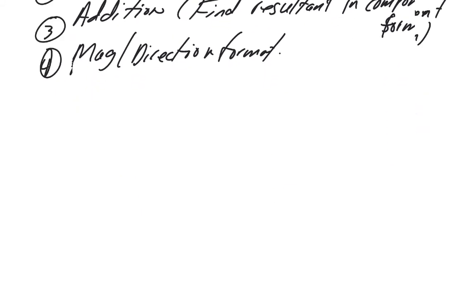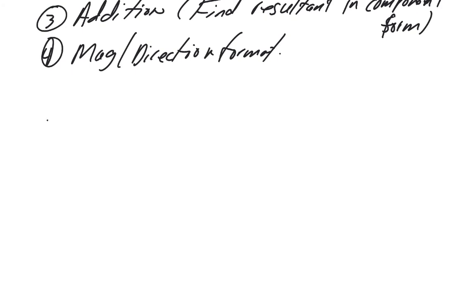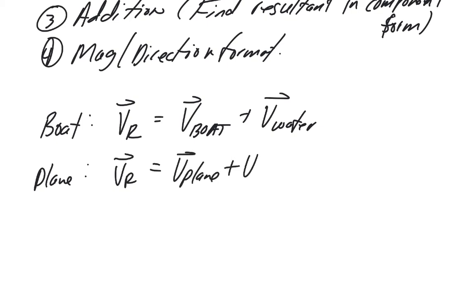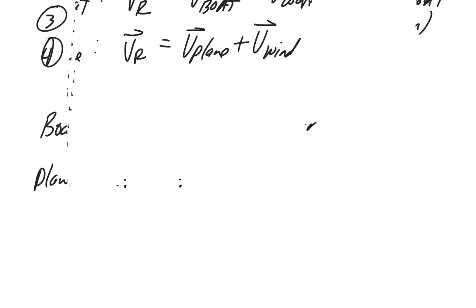Okay, so a couple things to keep in mind, and let's talk about a boat first. We want to find the resultant or the relative velocity, and we're going to do that because I know that that's going to be the velocity of the boat plus the velocity of the current or the water or the stream, whatever we want to call it there. If I'm dealing with a plane, I'm going to have something different. My resultant velocity is equal to the velocity of the plane plus the velocity of the air or the wind, whatever we want to call that. And of course, we have to add those as vectors. Okay, so let's try an example.